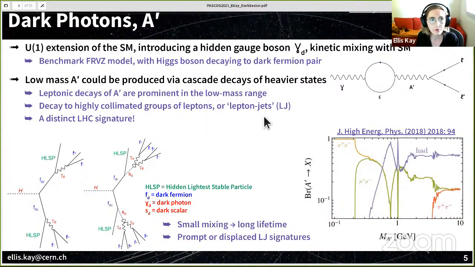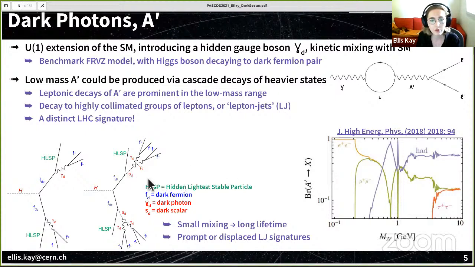So first, an example with a dark photon case. So this looks at a U1 extension of the standard model, which introduces a new dark photon that mixes kinetically with the standard model. And in this benchmark model, you can see depicted on the bottom left, there's two scenarios. The Higgs decays to a dark fermion pair. And in one case, it decays to a lighter dark fermion, which is presumed to be the hidden lightest stable particle, and a dark photon. And in another case, it's a dark photon pair coming from a dark scalar.